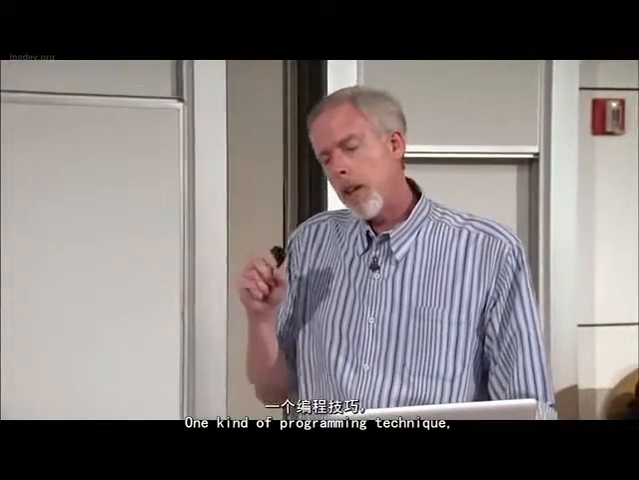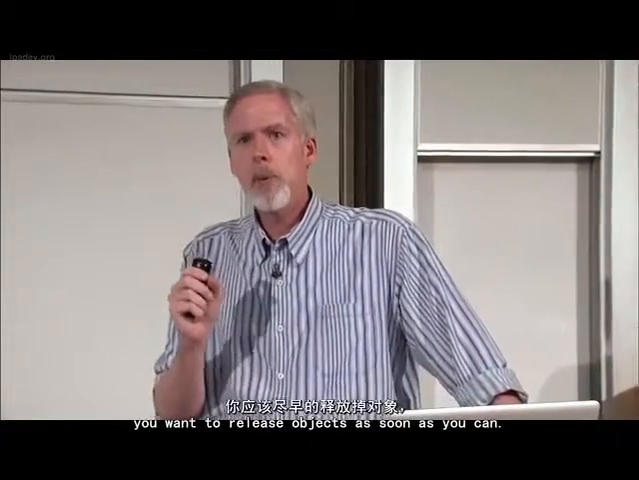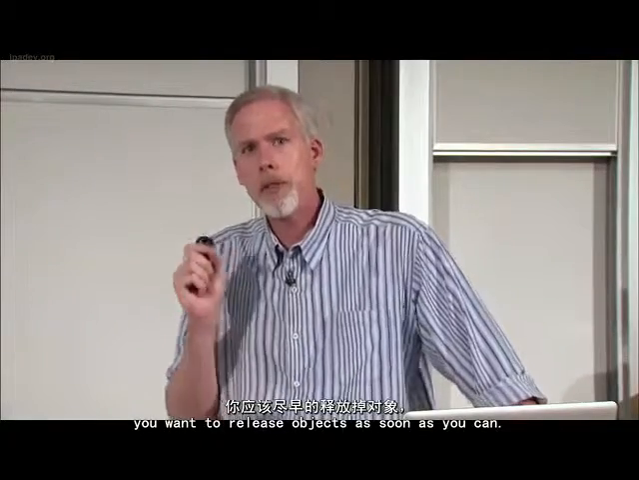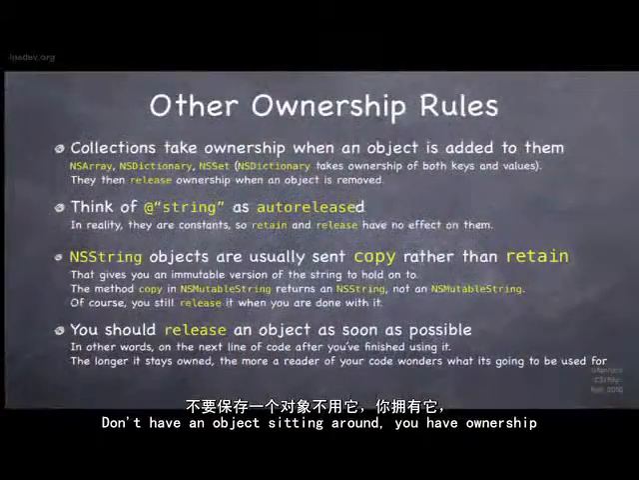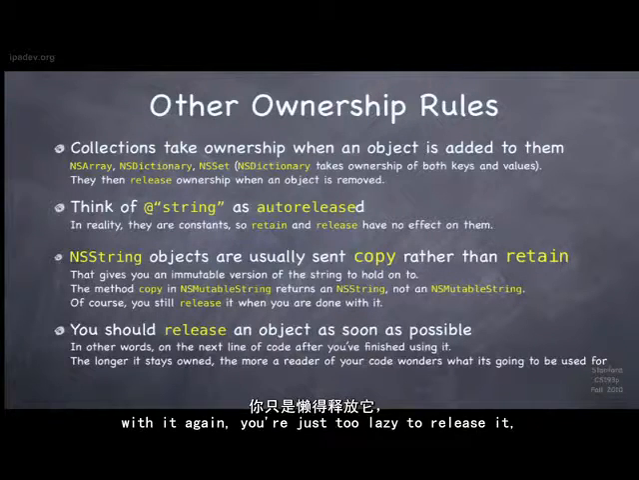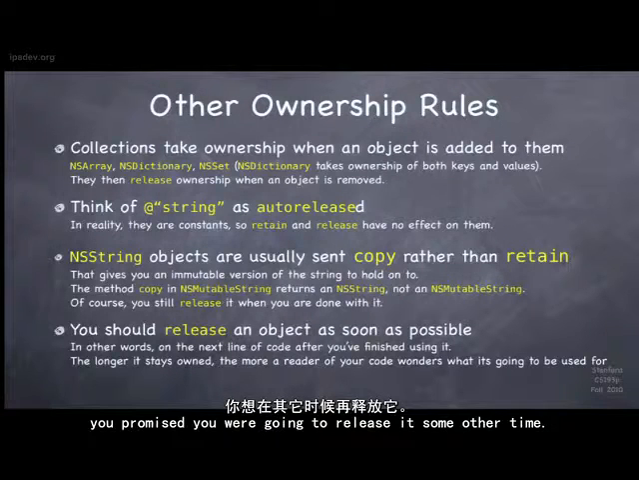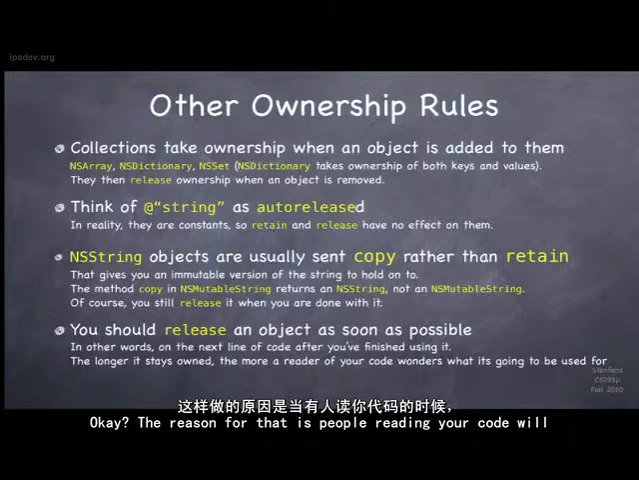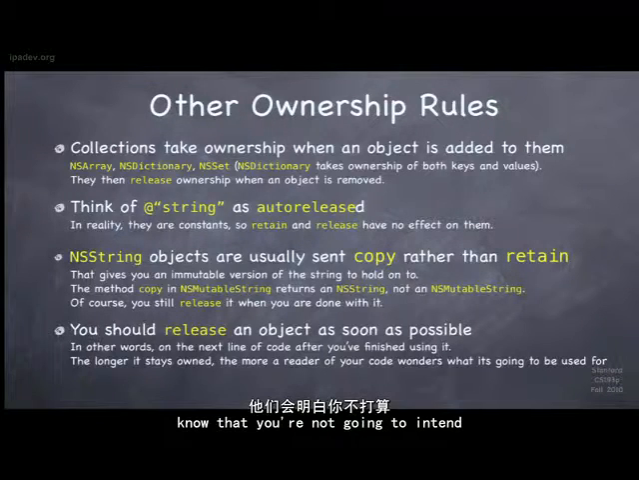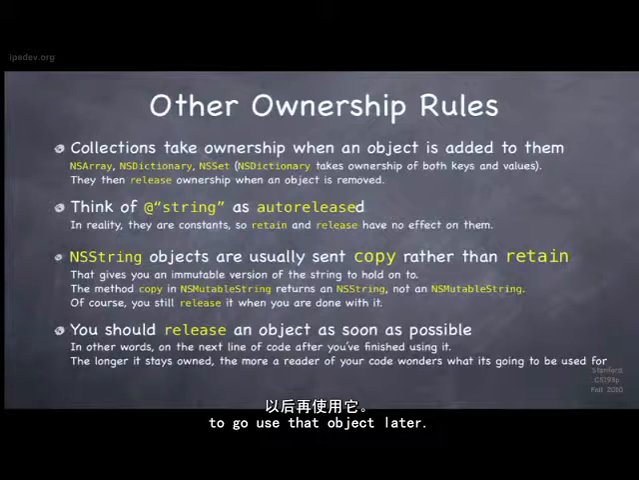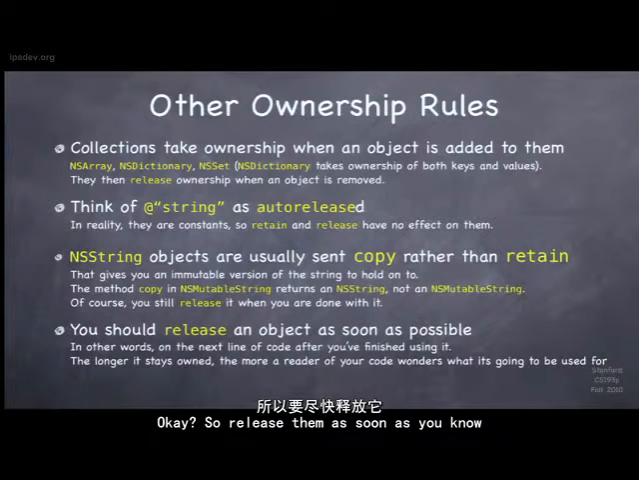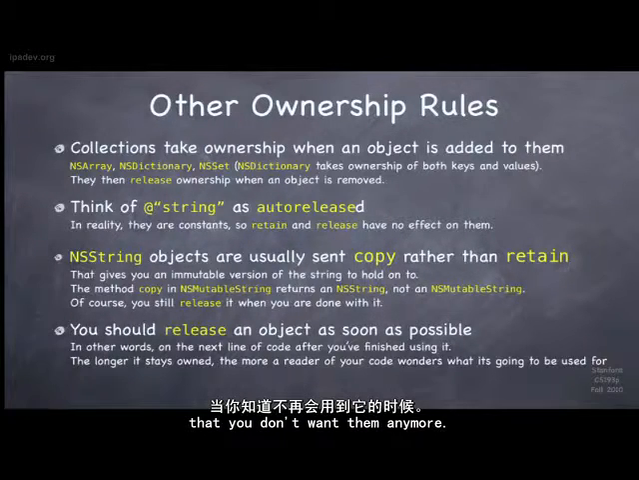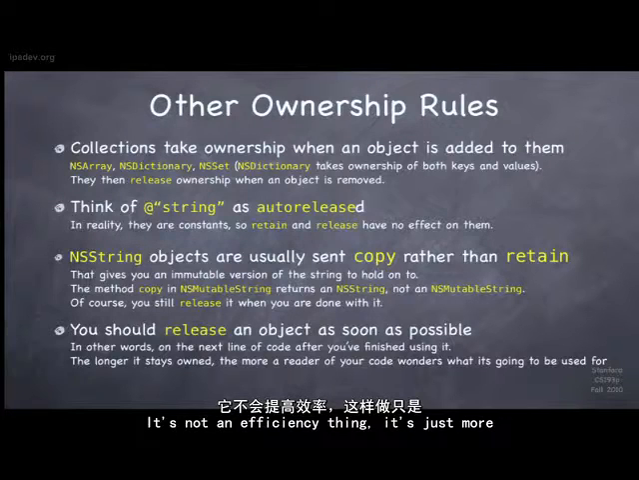One kind of programming technique: you want to release objects as soon as you can. Don't have an object sitting around that you have ownership of but you're really never going to do anything with again. You're just too lazy to release, or you promise you're going to release it some other time. Release it right away. The reason for that is people reading your code will know that you don't intend to use that object later. So release them as soon as you know you don't want them anymore. It's not an efficiency thing, it's more of a code readability thing.